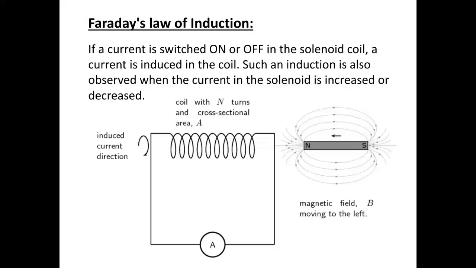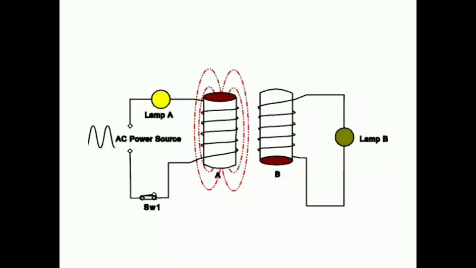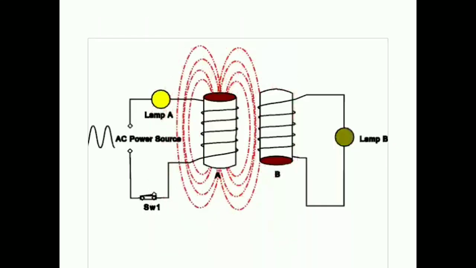Now let's see what Michael Faraday researched about electromagnetic induction through Faraday's law of induction. If a current is switched on or off in the solenoid coil, a current is induced in the coil. Such an induction is also observed when the current in the solenoid coil is increased or decreased. Current is induced in the coil when it is moved aside from the front of the solenoid. From these experiments, we understood that whenever the number of magnetic lines of force passing through the coil changes, current is induced in the coil. This is known as Faraday's law of induction. The current produced in the coil is called the induced current.